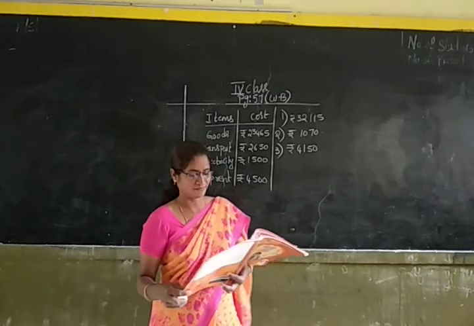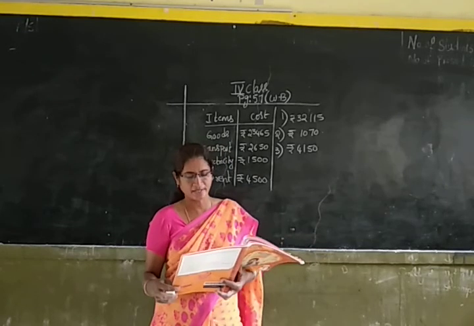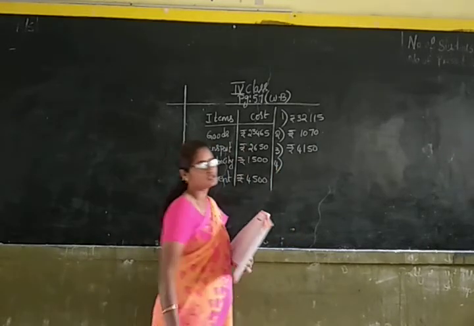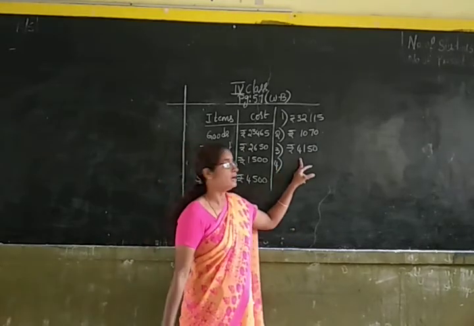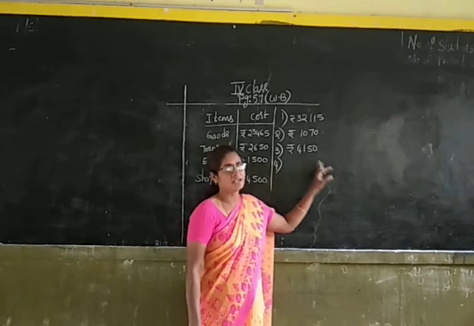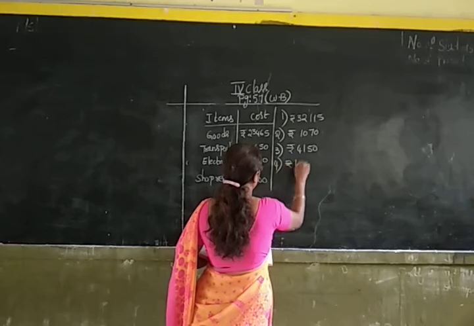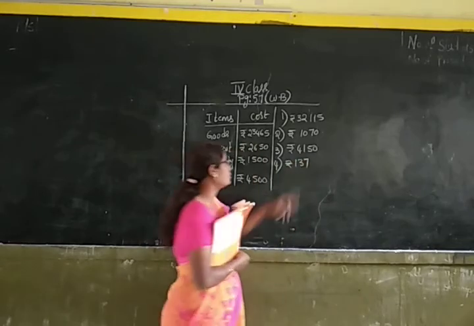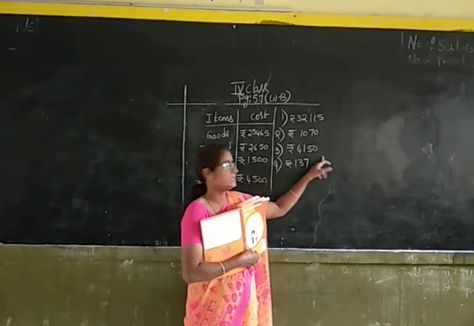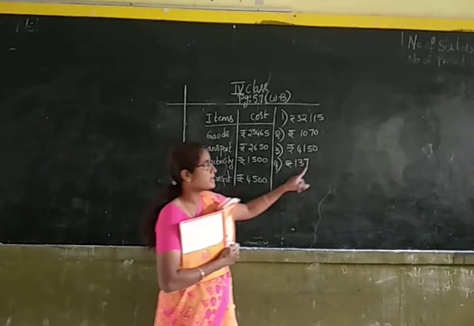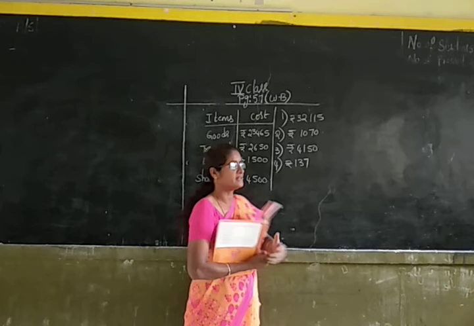Next, fourth question. Average amount spent per day on transport and electricity. For finding out the average amount spent per day, you have to divide 4,150 with 30. So the answer is 137. So you have to divide 4,150 with 30 to get the average amount spent per a day. Here I have not done the division, I have written the answer directly.